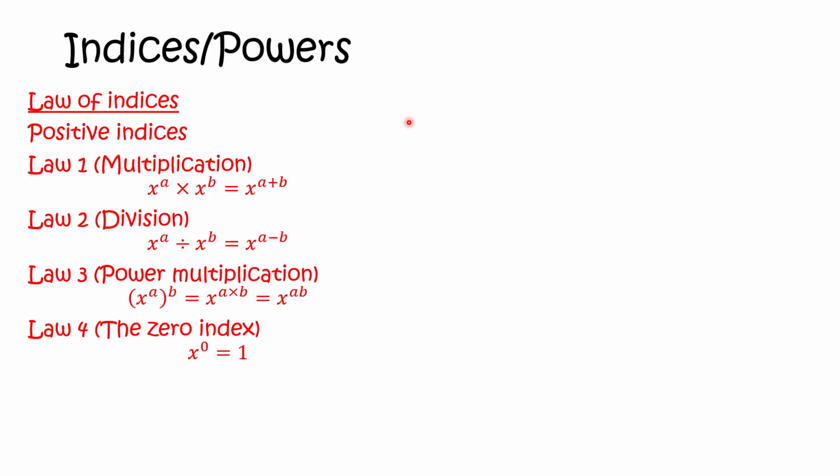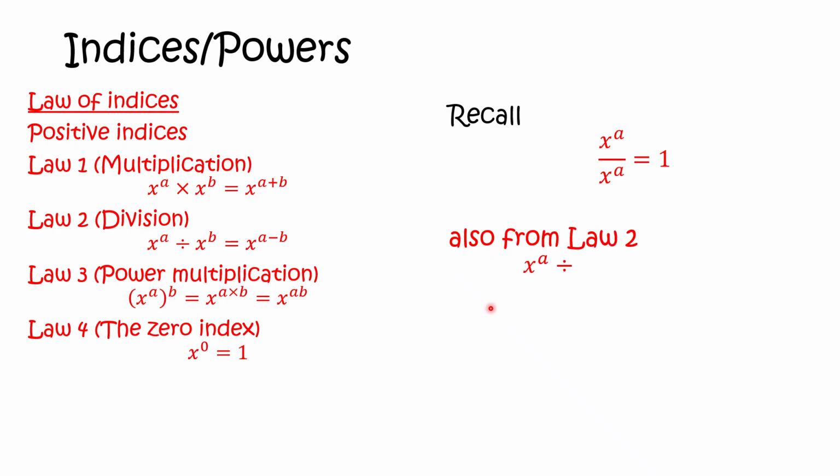Now let's have a quick recall. So remember, x to the a divided by x to the a would give us a 1. Also, from law number 2, if we have that scenario on the left-hand side, that is equivalent to having x to the a minus a, so that we get x to the 0, implying that x to the 0 is equal to 1. That is the fourth law of indices.